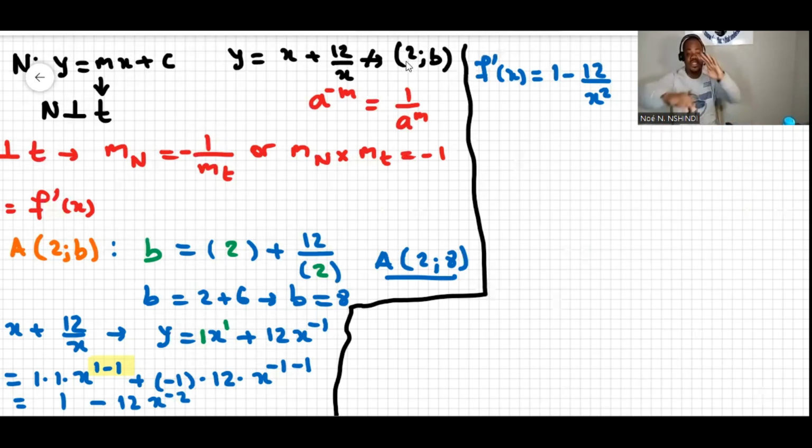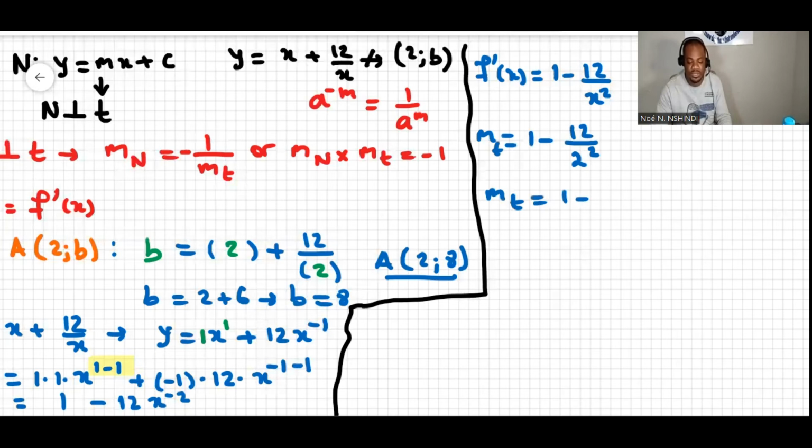So if I sub in the point 2, because the tangent is where it touches the graph at a certain point, it touches the graph at this point. When x is equal to 2, I can find the gradient of the tangent. And m of the tangent will be equal to 1 minus 12 over 2 squared, which is 1 minus 12 over 4. 12 over 4 is 3, so m tangent will be 1 minus 3, so m tangent will be equal to -2. So we got the gradient of the tangent line.